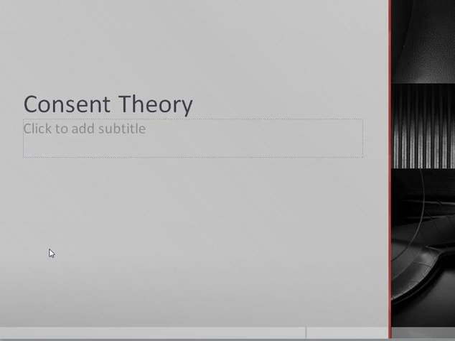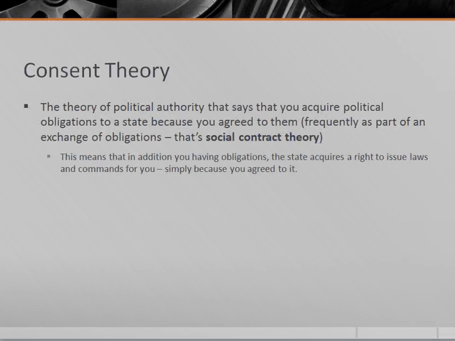Hello again. So today I want to talk a little bit about consent theory, or what most people call social contract theory. Now, consent theory is the theory of political authority that says that you acquire political obligations to a state because you agreed to them, frequently as part of an exchange of obligations, and that exchange of obligations is what's modeled or called social contract theory.